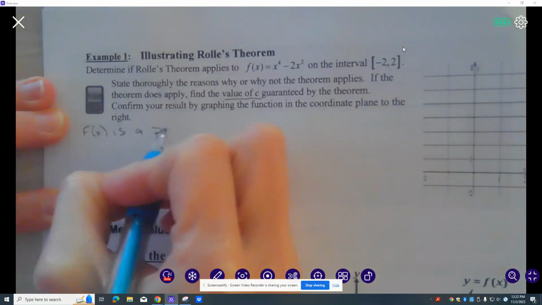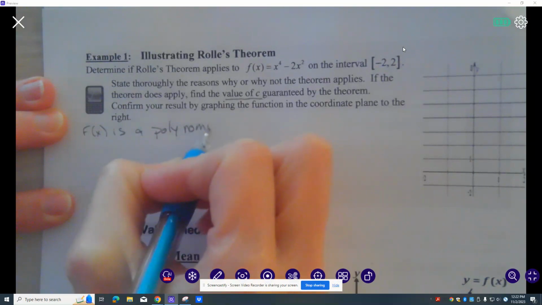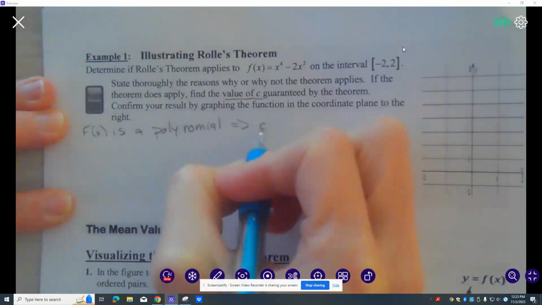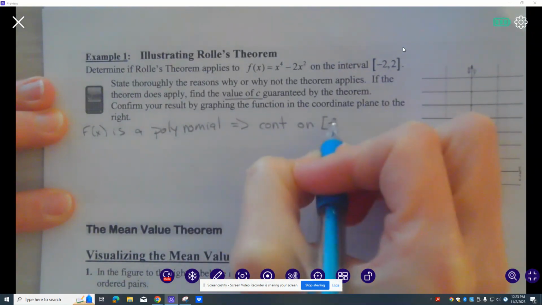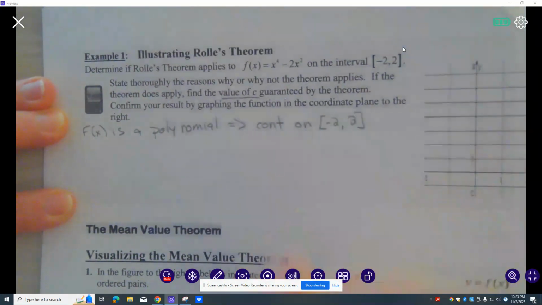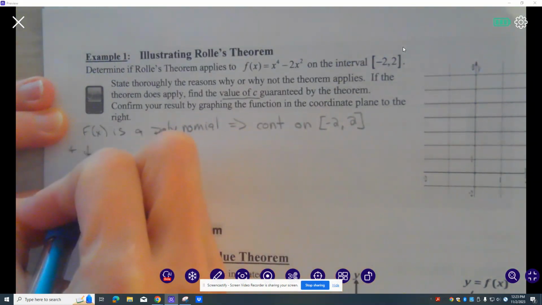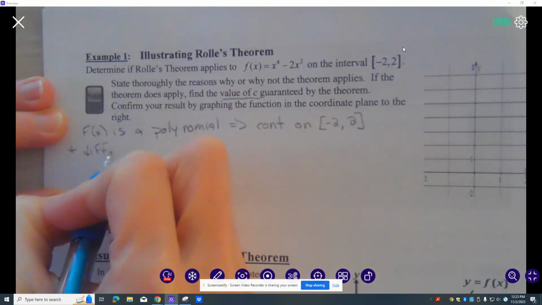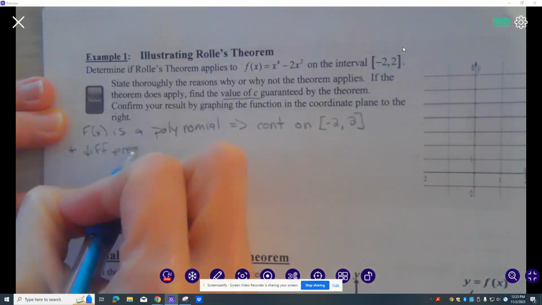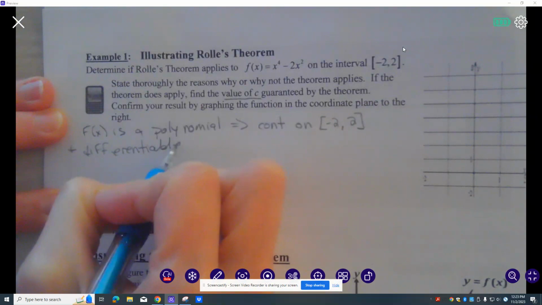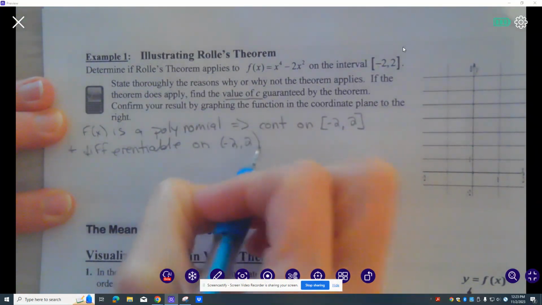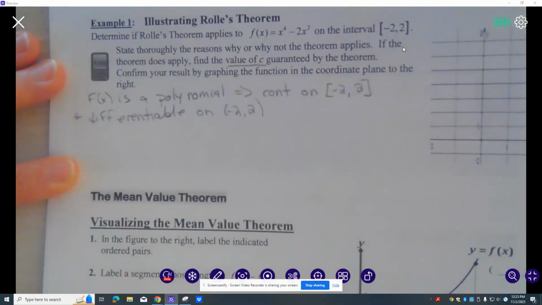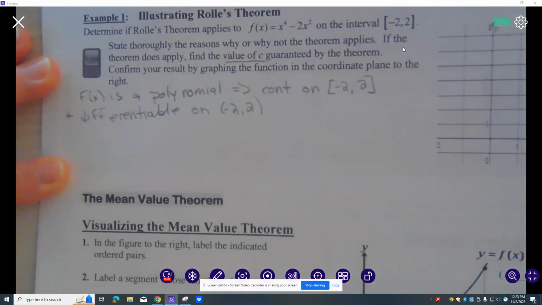and so that implies it is continuous on this interval. It's actually continuous everywhere, and it's differentiable because polynomials are always differentiable. D-I-F-F-E-R-E-N-T-I-A-B-L-E. Okay, on the open interval, which are the requirements for Rolle's theorem. So you need to start with the requirements.